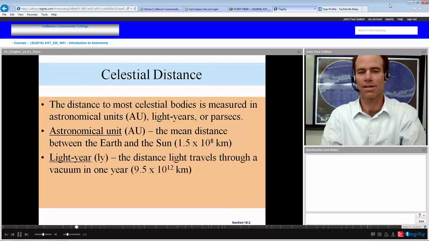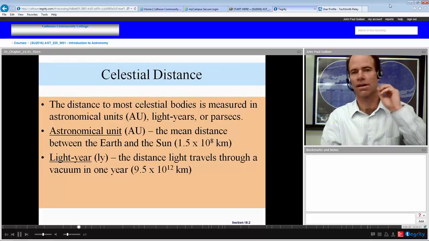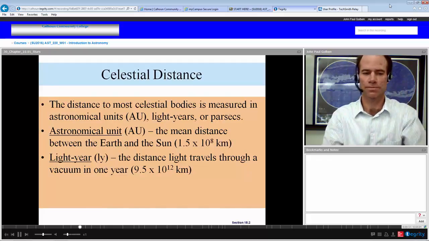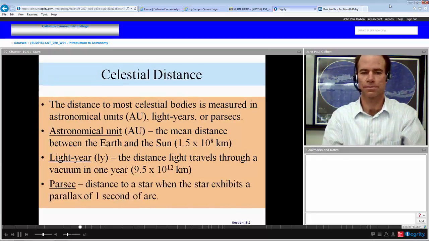The light year is the distance light travels through a vacuum in 1 year. That's approximately 10 trillion kilometers, 9.5 times 10 to the 12 kilometers. That's a light year. Light traveling at 186,000 miles per second, traveling for a whole year, is a pretty far distance. A parsec is even further.